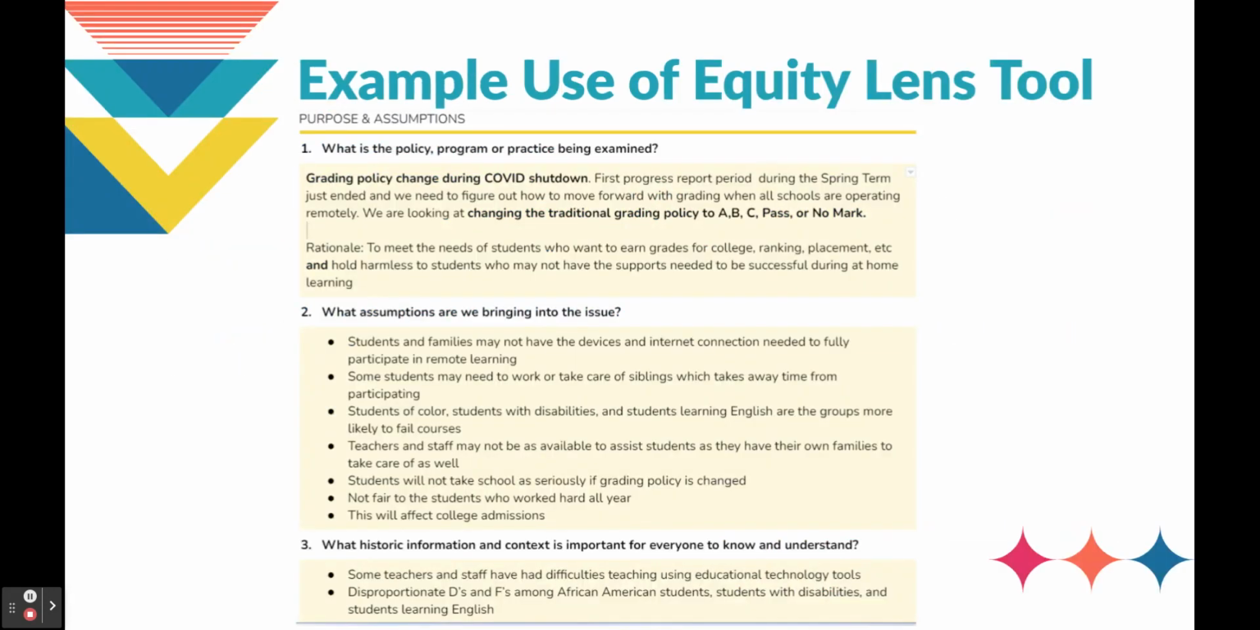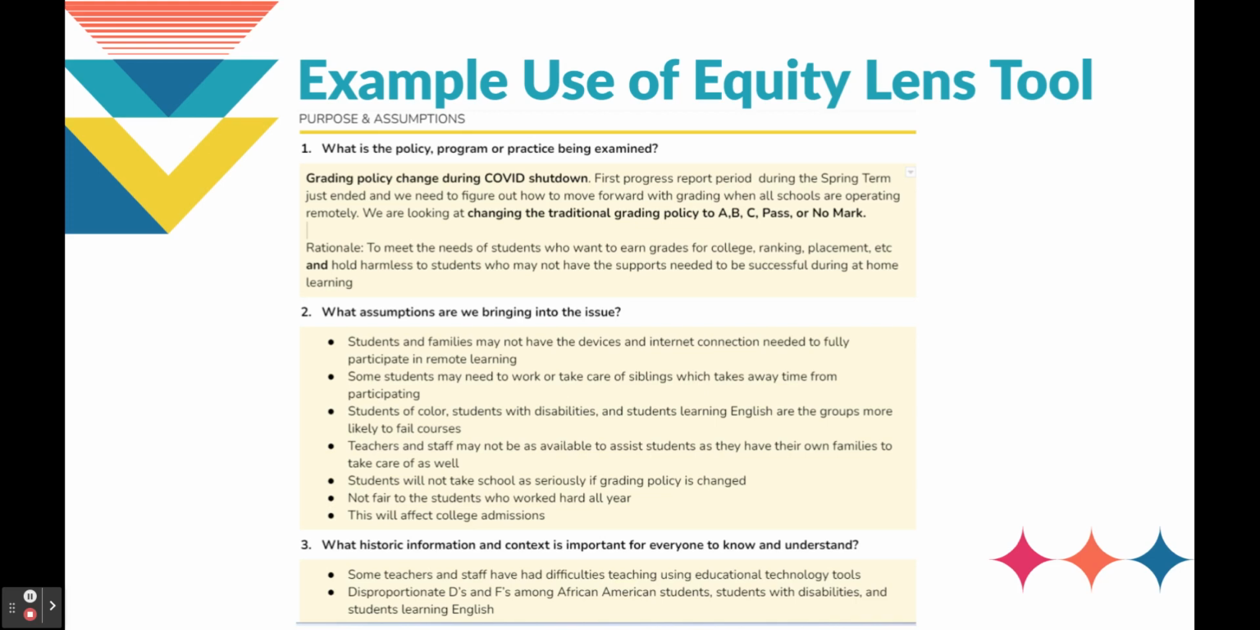We started asking, what is the policy, program, or practice being examined? We looked into revising the board policy on grading and adopting a hybrid grading policy. Then, we looked at the assumptions we were bringing into the issue. This was discussed as a group, and assumptions were brought up such as students and families might not have the devices and internet connection needed to fully participate in remote learning. Some students might need to work or take care of siblings, which would take away time from participating. Students of color, students with disabilities, and students learning English are the groups more likely to fail courses.